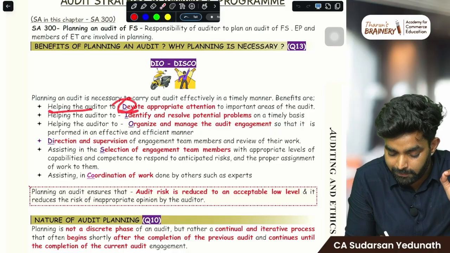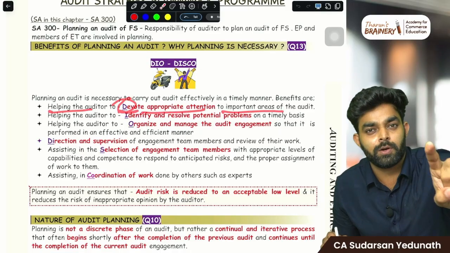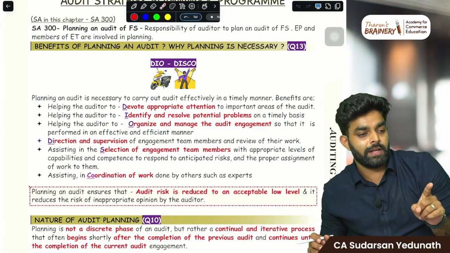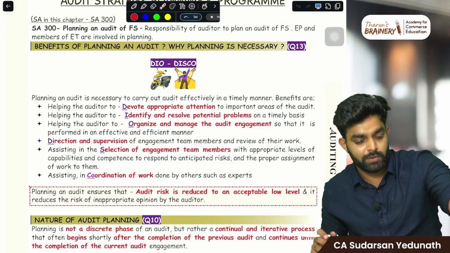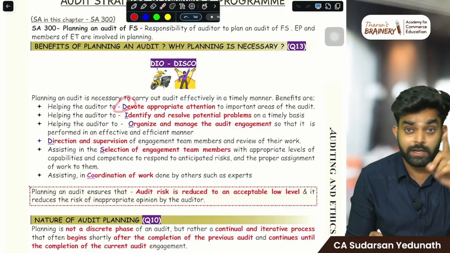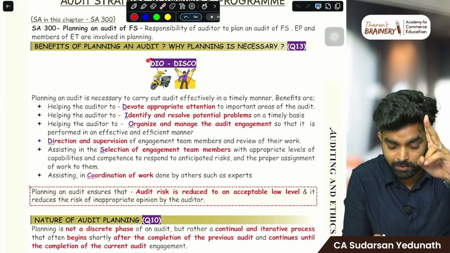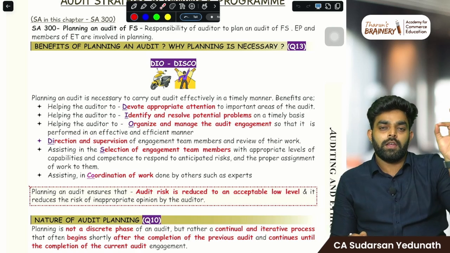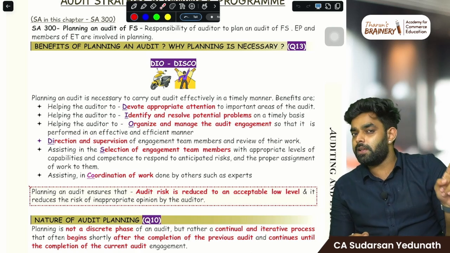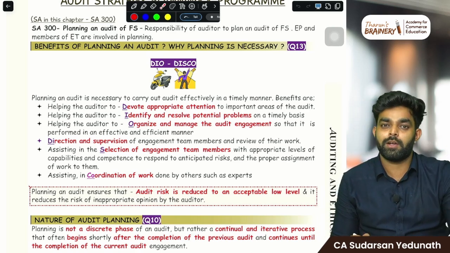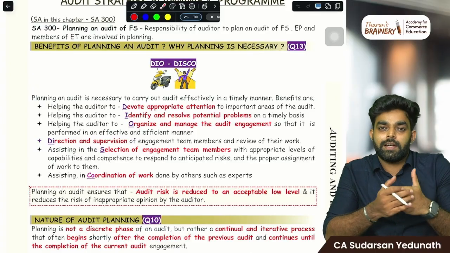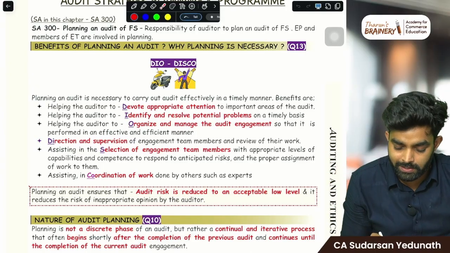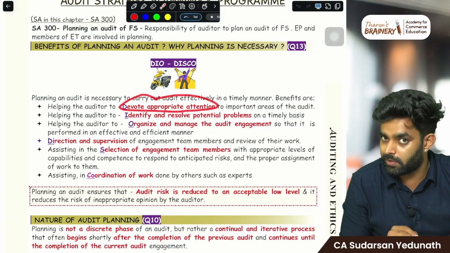It helps the auditor to devote appropriate attention to important audit areas. When you plan something, you can identify, okay, these are the important audit areas. You planned it. Now you can focus there. It helps to devote appropriate attention to important audit areas. DO DISCO, DI. Identify and resolve potential problems. When you plan, you can understand, okay, these can be the potential problem areas. You are auditing Zomato, so you will know, okay, delivery partners, payment issue, everything. So that can be a risky area. That is an important area, so devote appropriate attention to that.